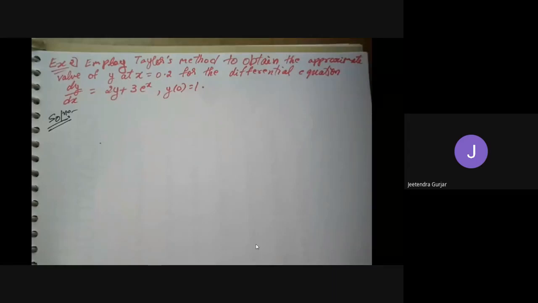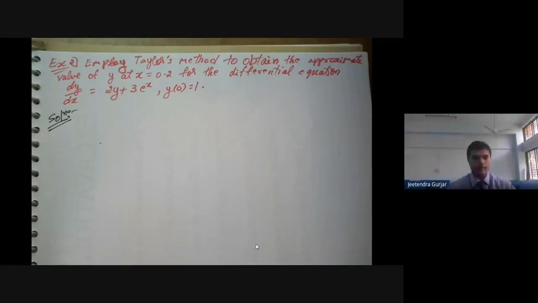Okay, so here what we have: employ Taylor's method to obtain the approximate value of y at x equal to 0.2 for the differential equation dy by dx is equal to 2y plus 3 e raised to x, y of 0 is equal to 1.